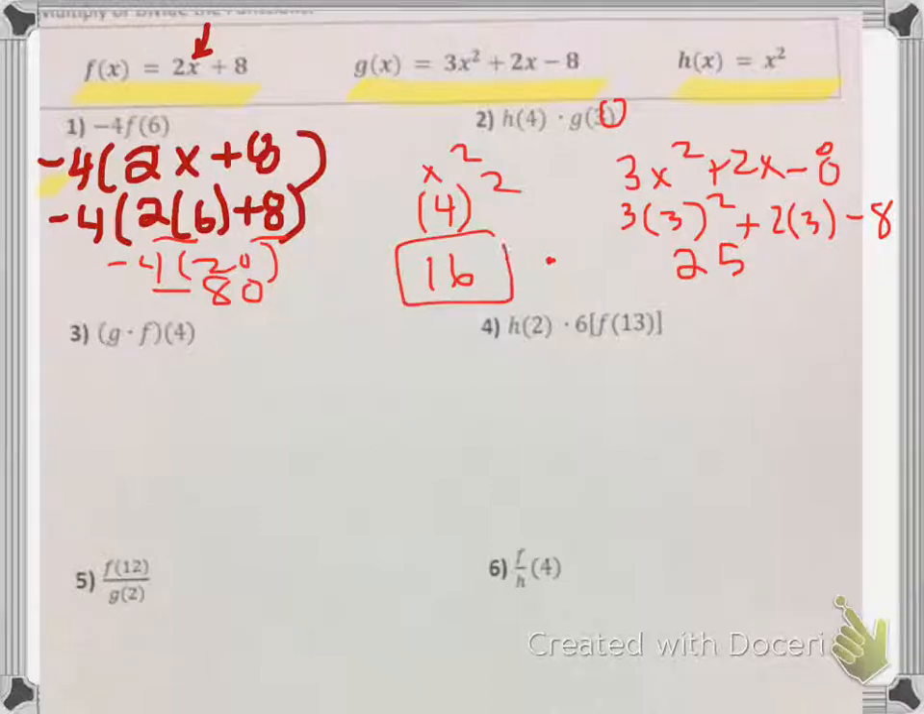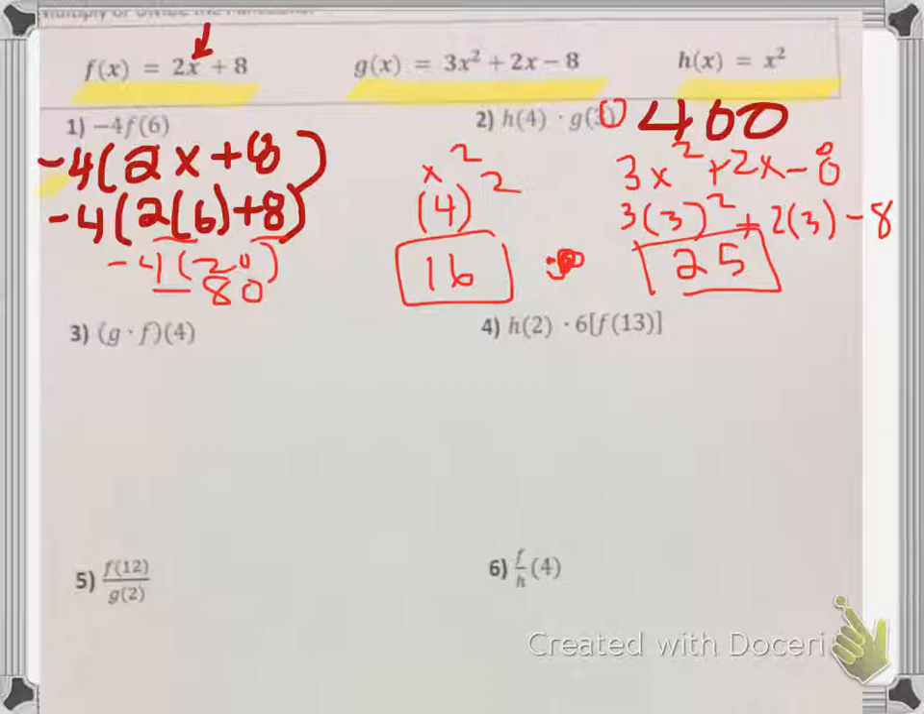So 16 from the first part, 25 from the second part. I have to times those two together to get my solution. So 16 times 25 is 400. So my solution to this problem is 400. All right, so these all are going to work that same way. I don't really have a ton of space here to work, so hopefully we can figure this out a little bit faster.